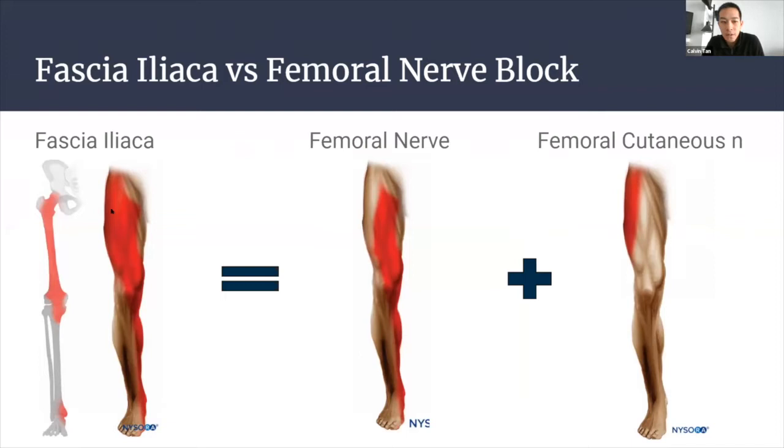Again, the fascia iliaca nerve block is actually a combination of blocks of two different nerves. So the femoral nerve, which comes from the anterior thigh down to the medial lower leg, and then the femoral cutaneous nerve, which if you remember from anatomy is another branch off of the sacral plexus down over here onto the lateral side of the thigh and the hip.